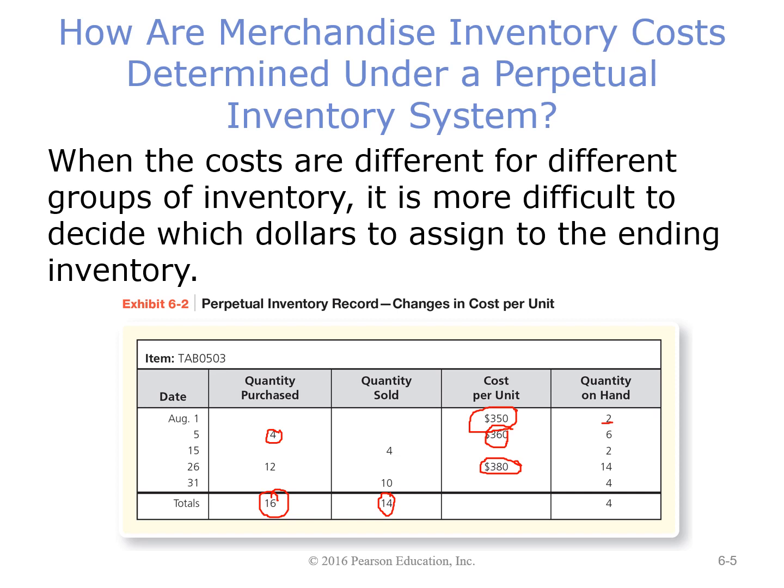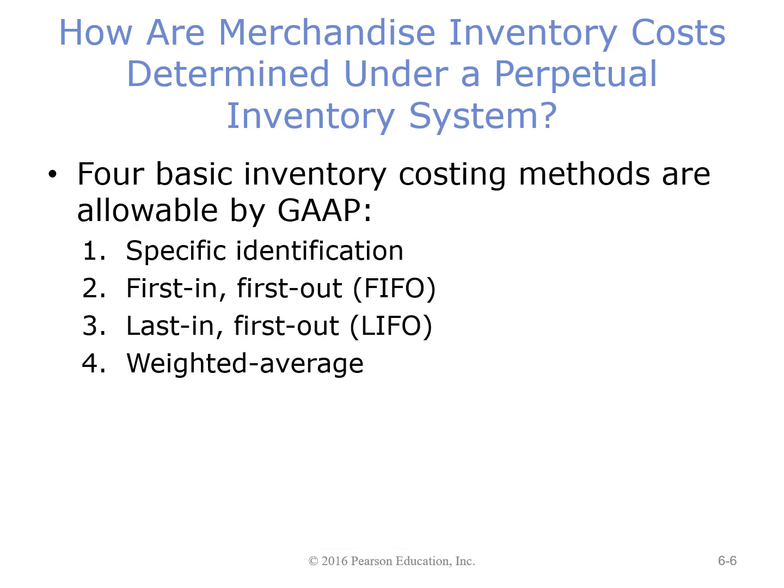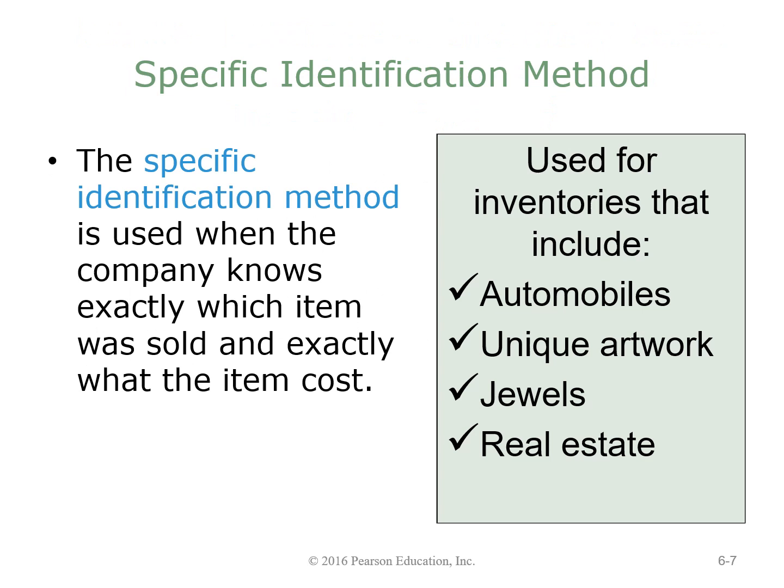So here comes back what we are talking about. We have to have a way to assign the costs to the units that are in the ending inventory and in the cost of goods sold. So actually 4 basic inventory costing methods are allowable: the specific identification, first in first out, which is FIFO, last in first out, which is LIFO, and the weighted average. And we are going to discuss each one of those.